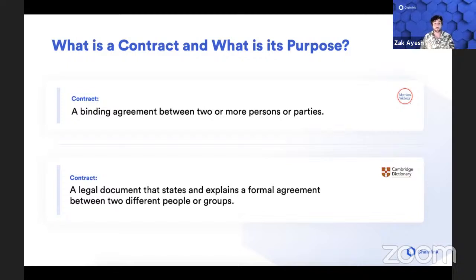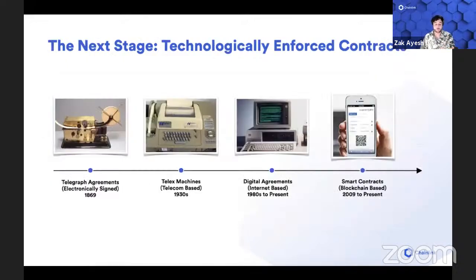And contracts have been around for a long time. They started out being written on things like stone, evolved to paper. And eventually, we moved on through different technologies, telegraph agreements, telex machine-based agreements. And today, we're primarily in the age of digital agreements. Ever since the internet's been around, this has kind of been the primary way we do our contracts. And we're entering into the era of smart contracts.